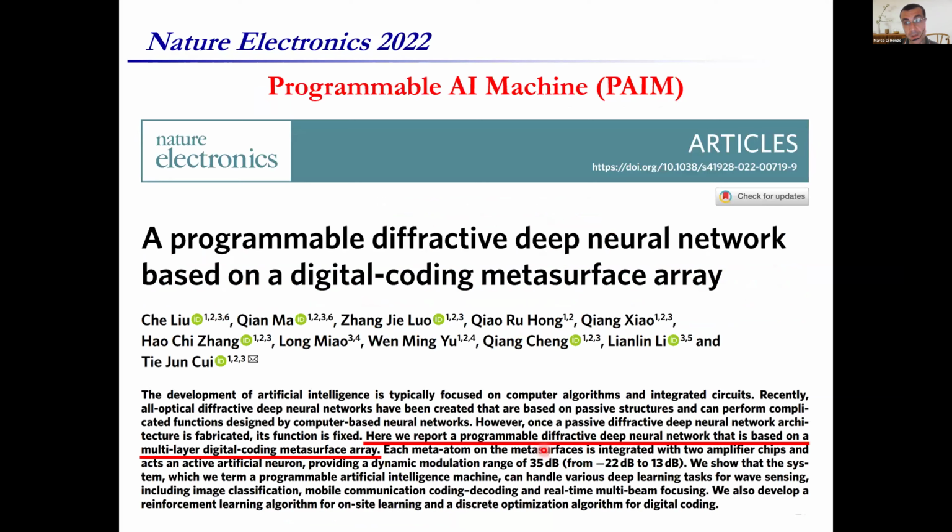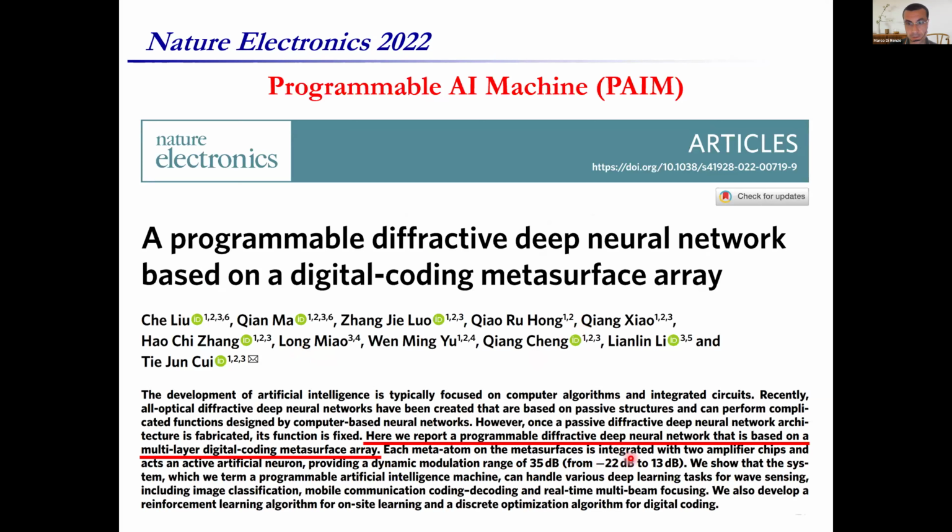Then, 3 years later, there was this group from Tie Jun Cui that built this multi-layer device and made it reconfigurable. Okay, but this was reconfigurable with some power amplification. So it was very powerful from the processing point of view. If you see the papers, they were able to do machine learning inference, but they were modulating the amplitude also of the signal.